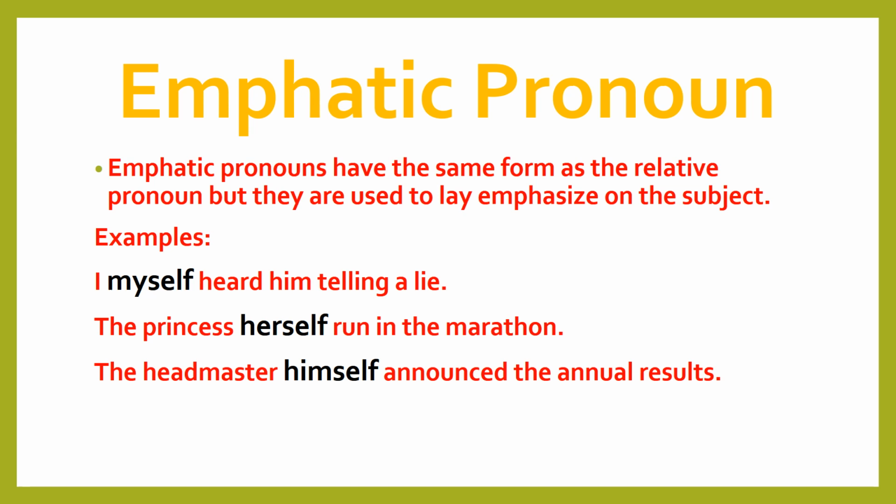The second example we have, the princess herself is running in the marathon. So you are giving importance and emphasis on the role of the princess, that she is taking part in the marathon. So herself is used as the emphatic. The headmaster himself announced the annual results. You see, there are examples that teachers are declaring the results in the classrooms or on the assembly points. But when the headmaster himself announces the results, you are giving emphasis on the role of the headmaster or the principal, that he made the announcements of the results. So this becomes the emphatic pronoun.